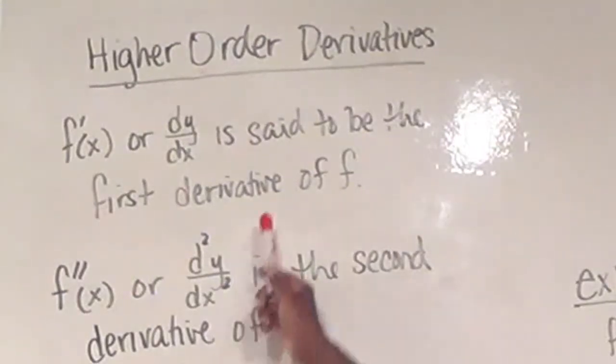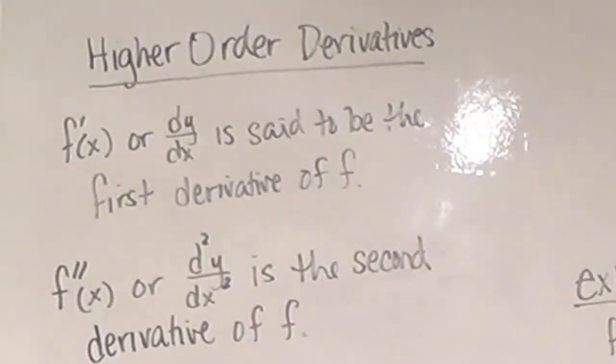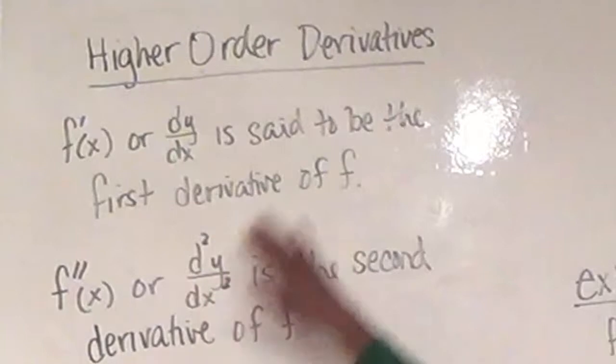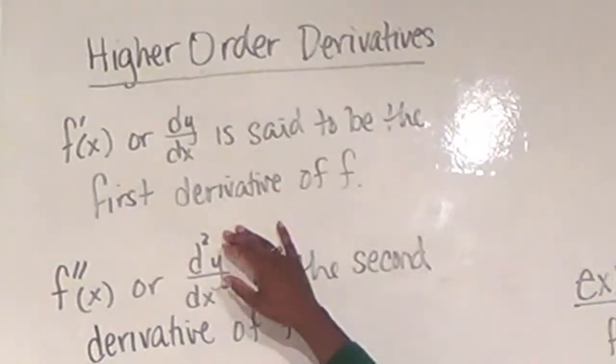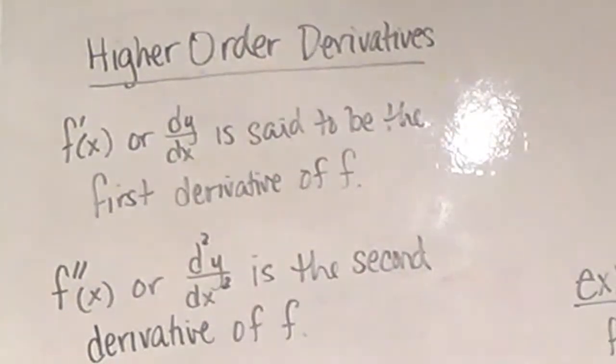Okay. If we think back to our notation f prime of x or dy dx, this is said to be just the first derivative of x. Up till now we've just said it's the derivative, but it's the first derivative that we're taking. Following that notation, f double prime or d squared y dx squared is the second derivative.